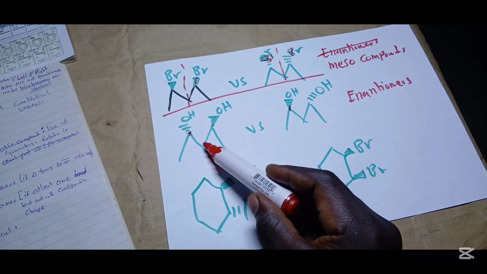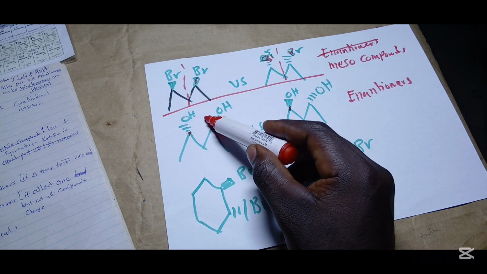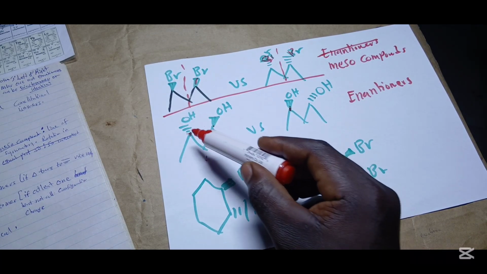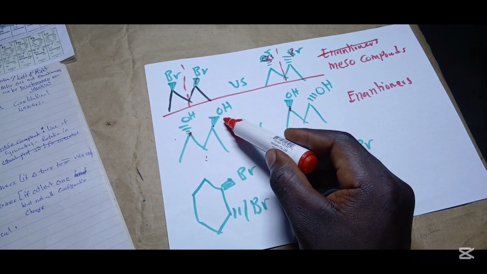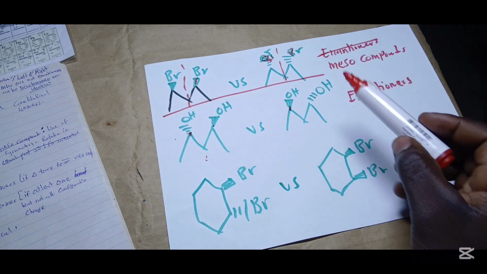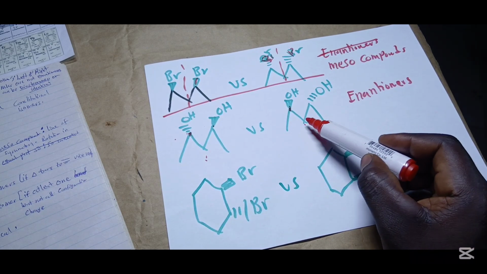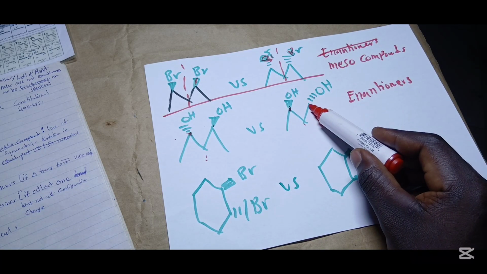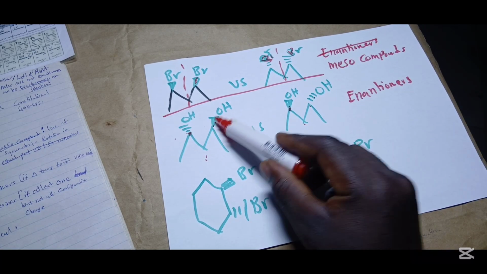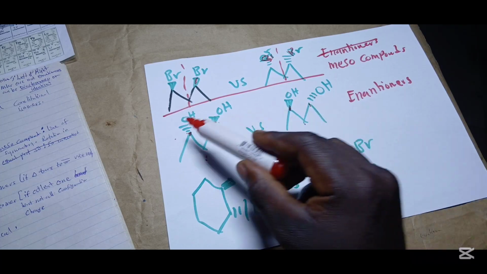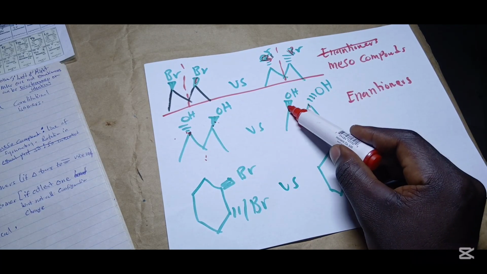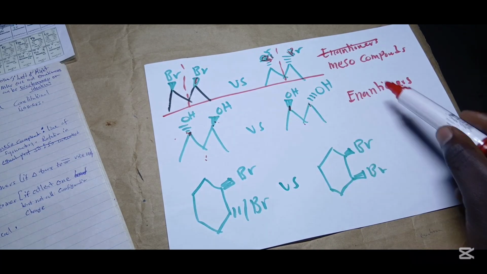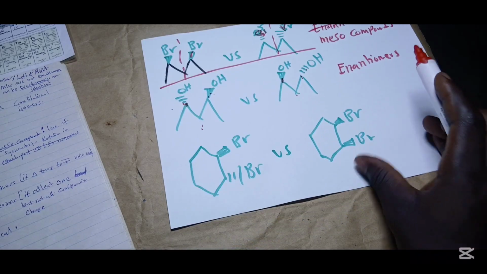But here, is there a line of symmetry? No. Because if you divide this molecule into two, the one here will be on the dash wedge, the one here will be on the solid wedge. So they cease to be equal. The same thing happened here. But you could see that the configuration has changed totally when it comes here. This here is on the solid wedge, this here is on the dash wedge, it has changed. This here is on the dash wedge, this here on the solid wedge, which means it has changed. So they are enantiomers. What about this?